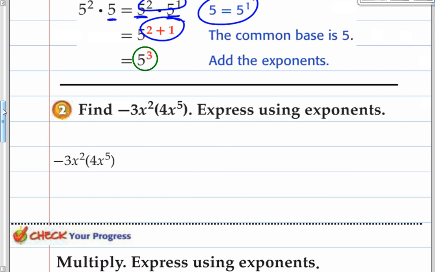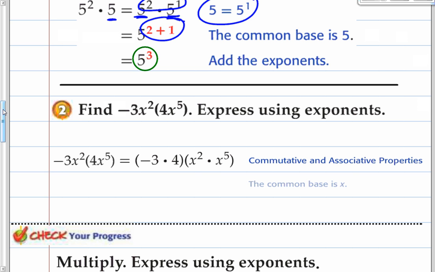Let's talk our way through this one. Find negative 3 times x to the 2nd power times 4x to the 5th power, expressed using exponents. Well, first we got to remember that when we have a bunch of multiplication all pulled together, we can actually switch the order if we would like to, using the commutative and associative properties. So we're going to reorganize and take those coefficients, that negative 3 and that 4, put those together. Now we're going to take those powers and put them together.